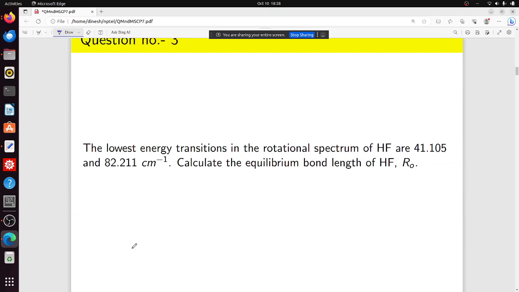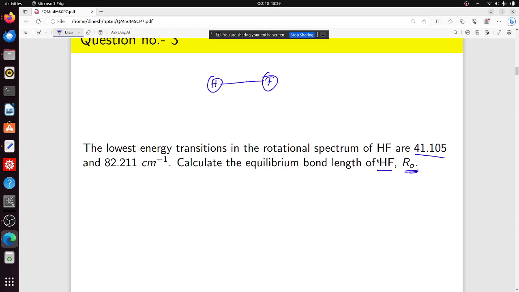So the lowest energy transitions in the rotational spectrum of HF are 41.105 and 82.211 centimeter inverse. Then calculate the equilibrium bond length for HF molecule. Okay, so what is this molecule? Hydrogen and fluorine, hydrogen fluoride molecule. So what is given? The lowest energy transitions in the rotational spectrum of HF are given. In terms of wave number it is given.